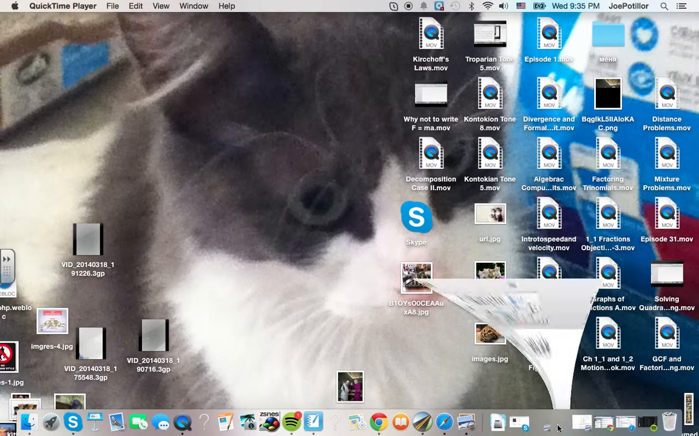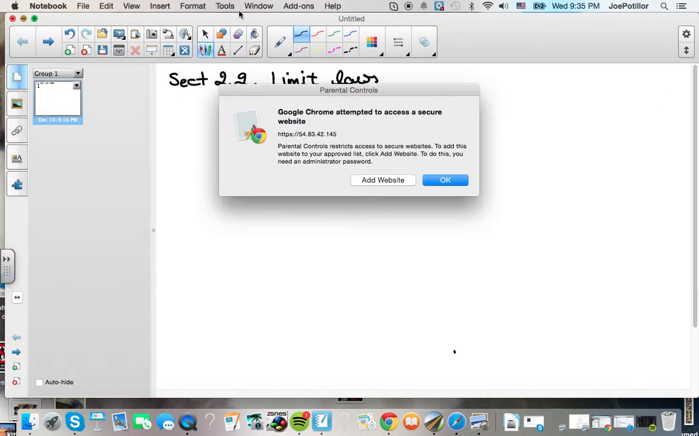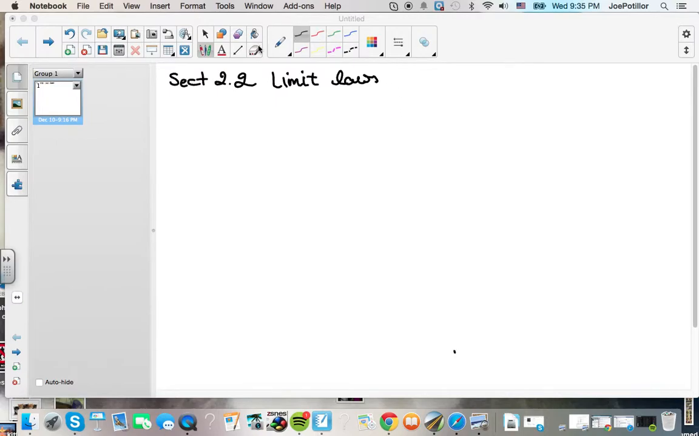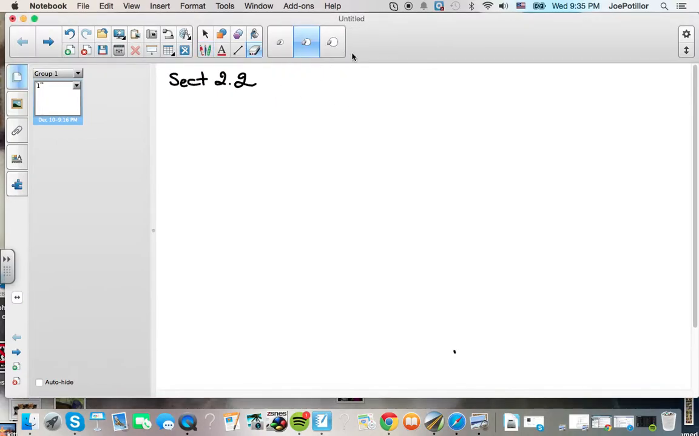Problems out of the calculus book from Thomas, the early transcendental book. So it's a limit of a function and limit laws from section 2.2.